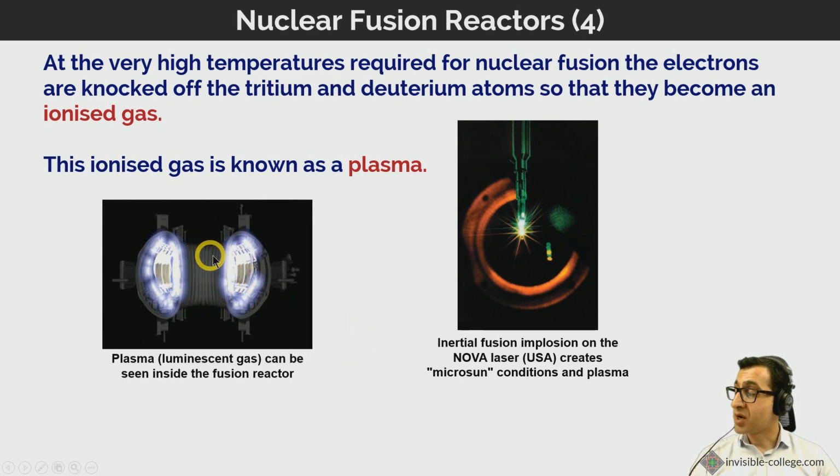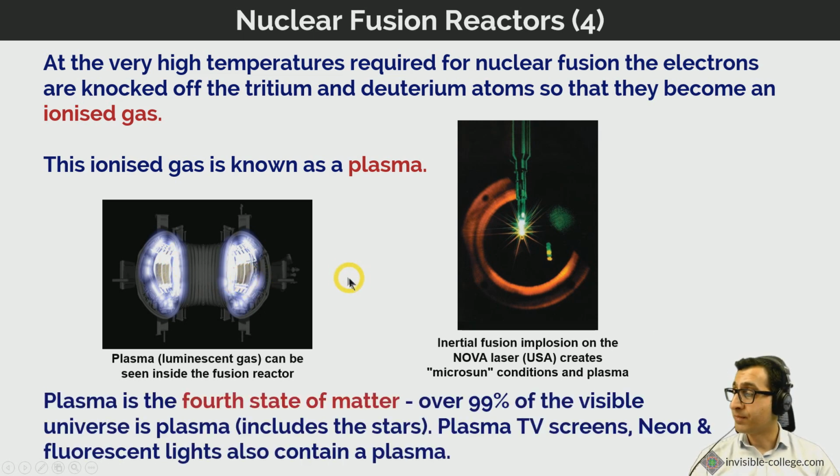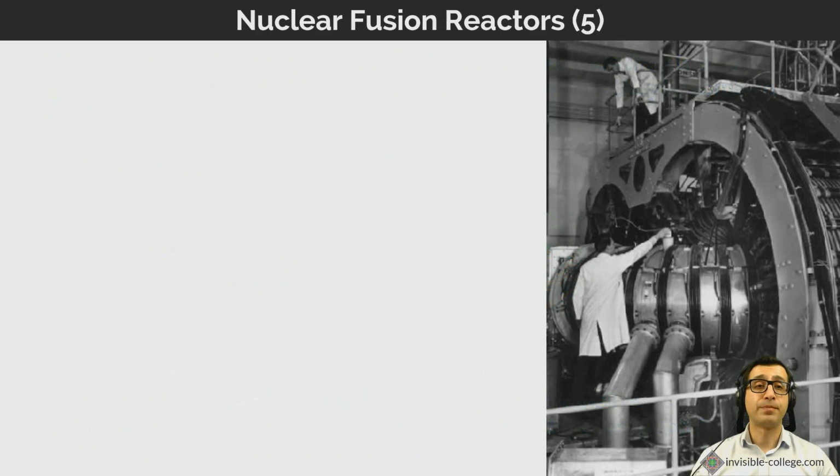This is a different design of a nuclear fusion reactor. Within these so-called tokamak reactors, you have a donut-shaped chamber where you have very powerful electromagnets. The electromagnets will contain the ionized plasma and cause it to raise its temperature to the point where the nuclei will fuse together. Plasma is considered to be the 4th state of matter. Over 99% of the visible universe is composed of plasma, and this includes the material that makes up stars. Plasma TV screens, neon and fluorescent lights also contain plasma.